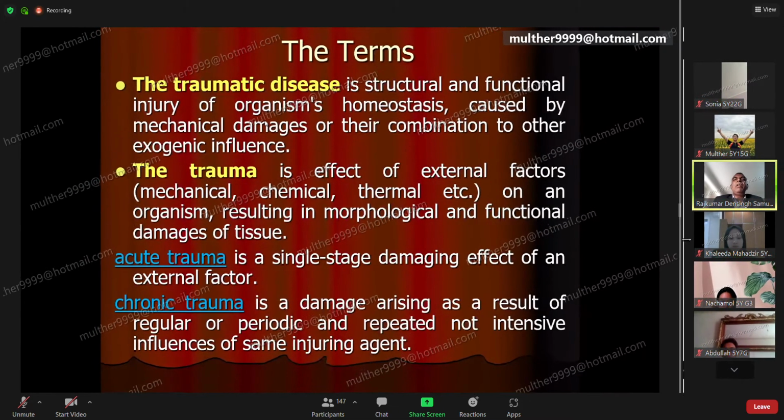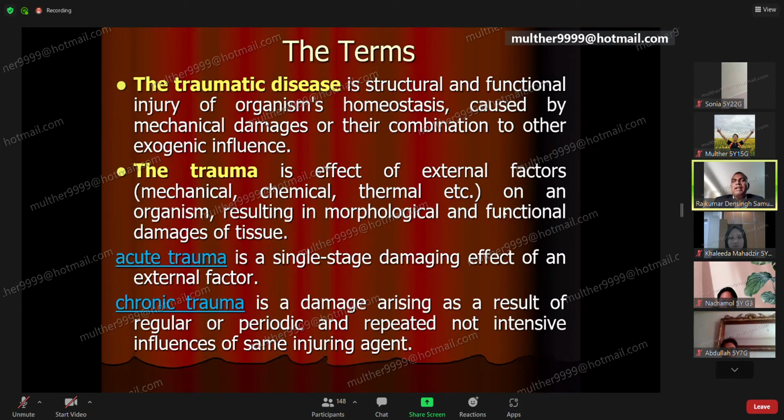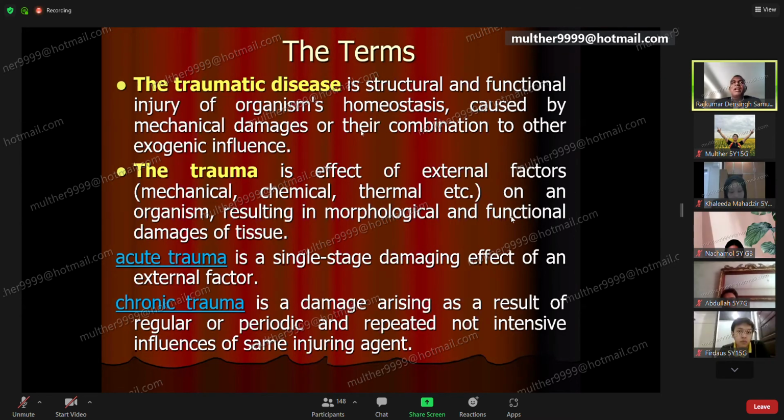Traumatic disease means a structural and functional injury to an organism's homeostasis. You are in homeostasis, but if there is a structural or functional injury to it, we use the term traumatic disease. It can be caused by mechanical or a combination of other exogenic factors: chemical, thermal, radiation, affecting a person's homeostasis. Next, what is trauma? Trauma is an external factor, mechanical, chemical, or thermal, affecting an organism and resulting in morphological and functional damage to the tissue, which we call trauma or injury.